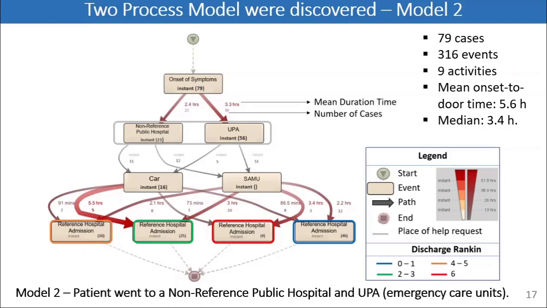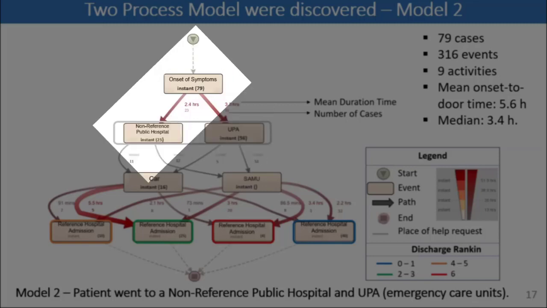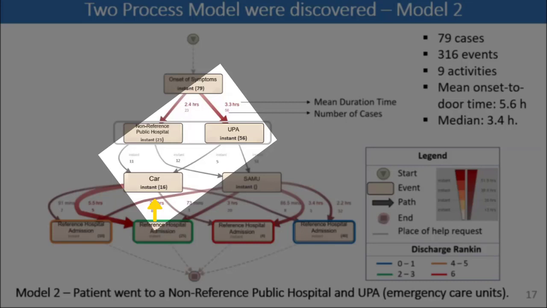It was noted in Model 2 that among the public non-reference institutions for stroke, the most sought by the population was the emergency care unit, called UPA in this research, with 70% of the cases, and 30% went to the other 2 public hospitals. Furthermore, 9% of the patients at the emergency care unit and 48% at the public non-reference hospitals were not referred to the public stroke reference hospital via SAMU or fire service. Instead, they used their car.